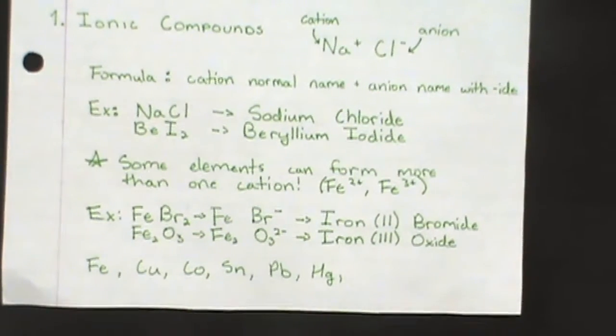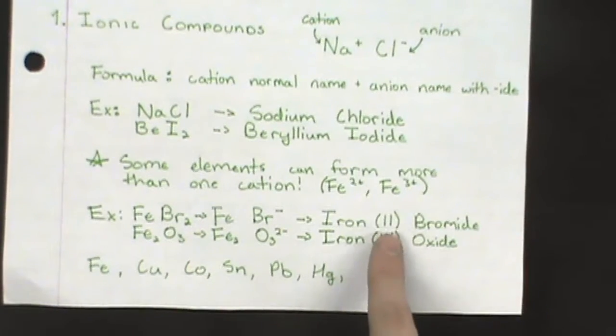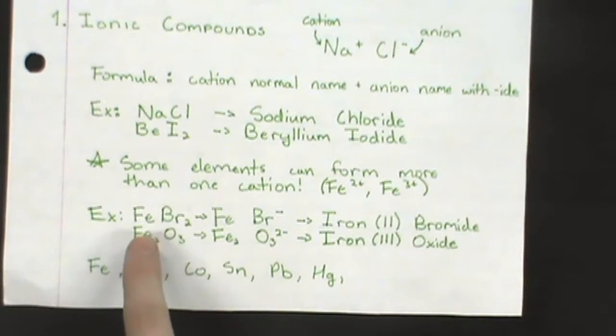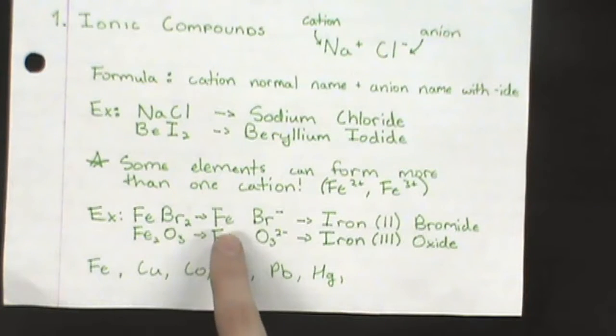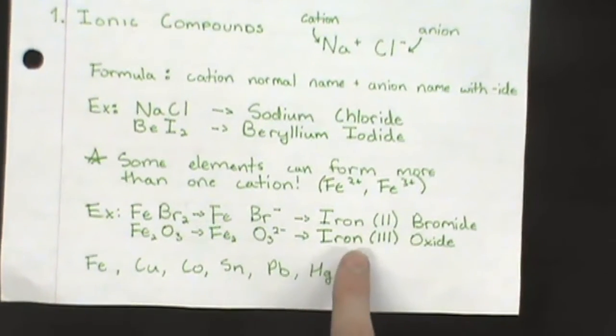Another thing is some of these elements can form more than one cation. For example, the ones listed below. And this is based off of what the charge is of the ion. So for example, Fe in the first situation has a charge of +2. So it is iron with the numeral 2 bromide. So you can see FeBr2, the Fe, in order to match the Br, has to have a charge of 2. And same for this one, except it has a Roman numeral 3.